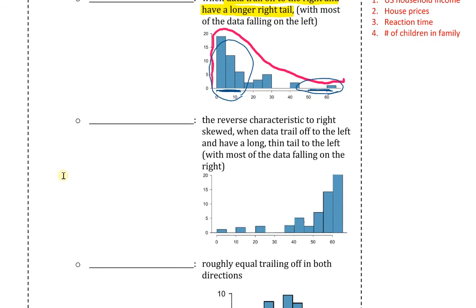We will also see left-skewed distributions. Left-skewed distributions have the reverse characteristic to a right-skewed distribution. This is when your data will trail off to the left and have a long, thin tail to the left, with most of the data falling on the right-hand side. Again, there will be some variation in left-skewed distributions, but the overall trend will show a higher frequency of data falling on the right and a lower frequency of data falling on the left.